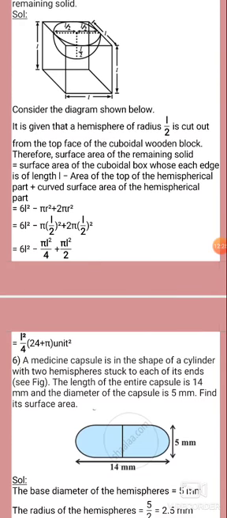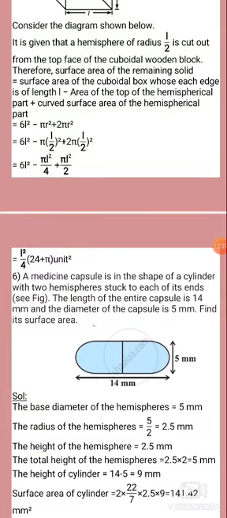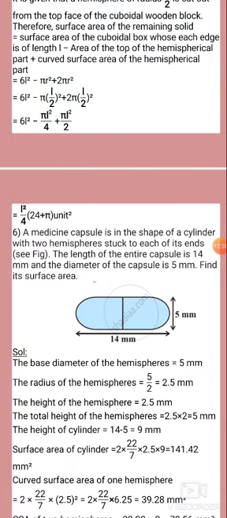Now the next question, a medicine capsule is in the shape of a cylinder with two hemispheres stuck to each of its ends. The length of the entire capsule is 14 millimeter and the diameter of the capsule is 5 millimeter. Find the surface area. So the base diameter of the hemisphere is 5 millimeter. The radius of the hemisphere is what? 5 by 2, which is equal to 2.5 millimeter. Since the diameter is 5, radius 5 by 2. The height of the hemisphere is 2.5.